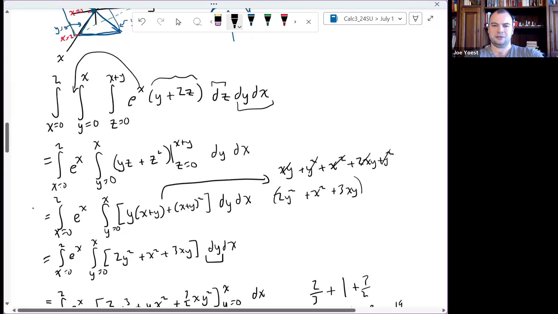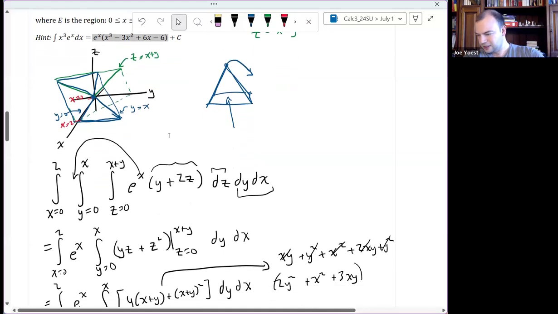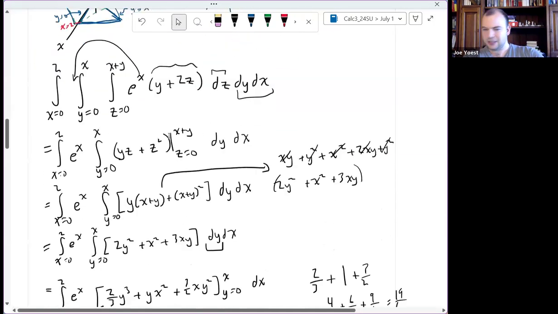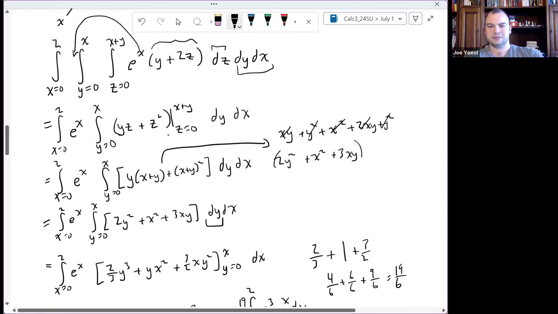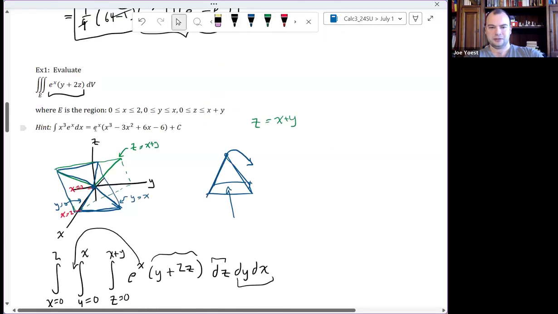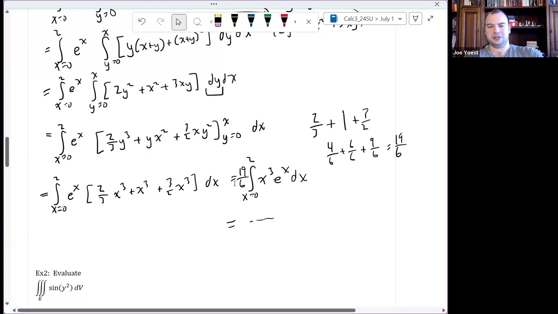And then using this hint up here, I didn't actually calculate this one all the way out, but at this point, I'm just going to say dot, dot, dot. Just evaluating this function, e to the x times x cubed minus 3x squared plus 6x minus 6, between x equals 0 and x equals 2, multiplying by 19/6, and that gives us the answer.